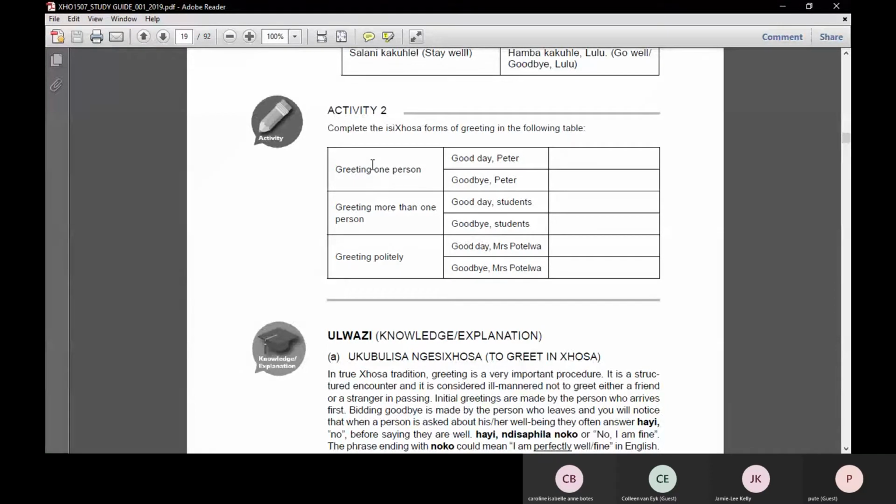So greet more than one person. How do you say good day students in isiXhosa? Molweni bafundi. Molweni bafundi is correct. And how do you say goodbye students? Salani kakuhle bafundi. Salani kakuhle bafundi is correct. Greeting politely. How do you say good day, Mrs. Potelwa in isiXhosa?